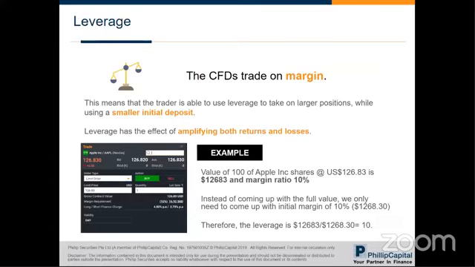For example, from the screenshots below, if I intend to buy 100 Apple shares at the bid-ask price of 126.83, my cash outlay would be $12,683 US dollars. Whereas if you use CFD with a margin ratio of 10%, instead of coming up with the full contract value of $12,683, you just need to come up with $1,268.30 US dollars to initiate this position. This gives you a leverage of 10 times, 10x leverage.